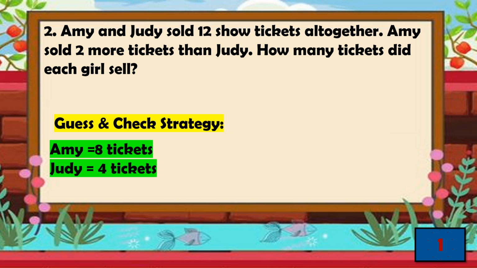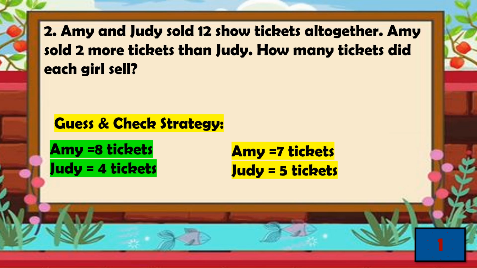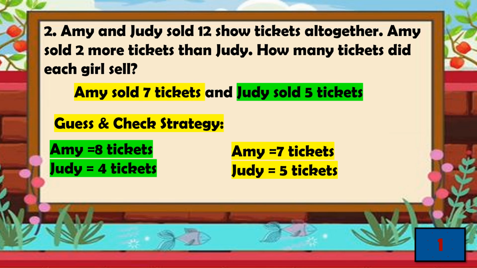Okay, so let us have our second guess. And our second guess is Amy sold 7 tickets and Judy sold 5 tickets. So that means in this second guess, Amy sold 2 more tickets, and these numbers work on the problem. So that means Amy sold 7 tickets and Judy sold 5 tickets.